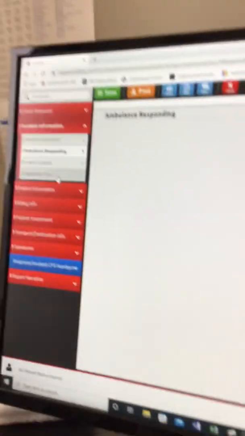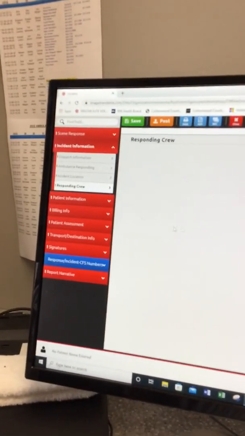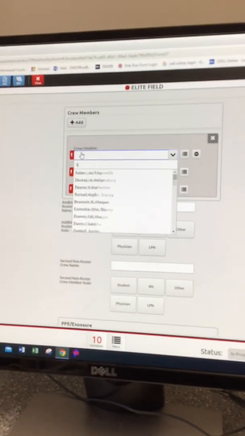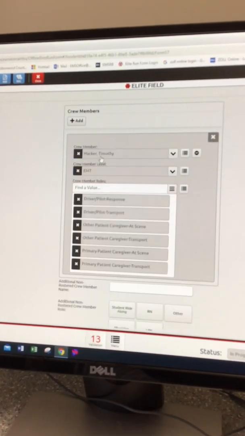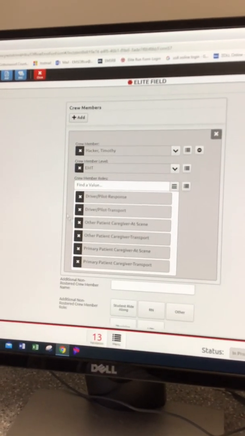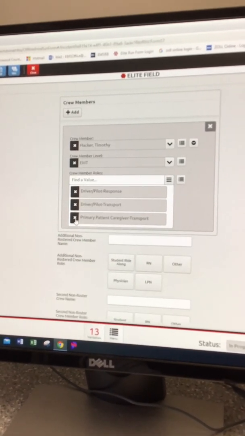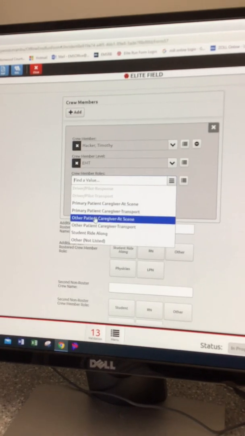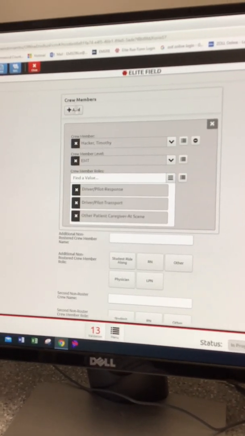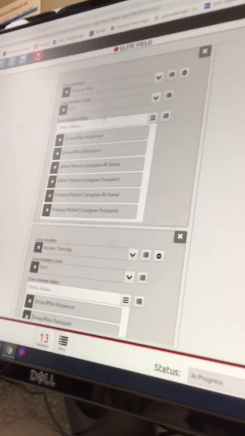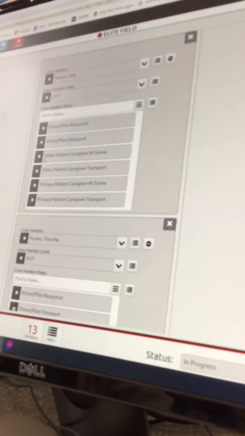The next one is still under incident information, and it's under responding crew. This is where we're going to add, hypothetically, Tim, and whichever appropriate crew is here. Generally, it's going to be, and then also we'll add myself. Again, we are never going to be primary caregivers for airport transports.